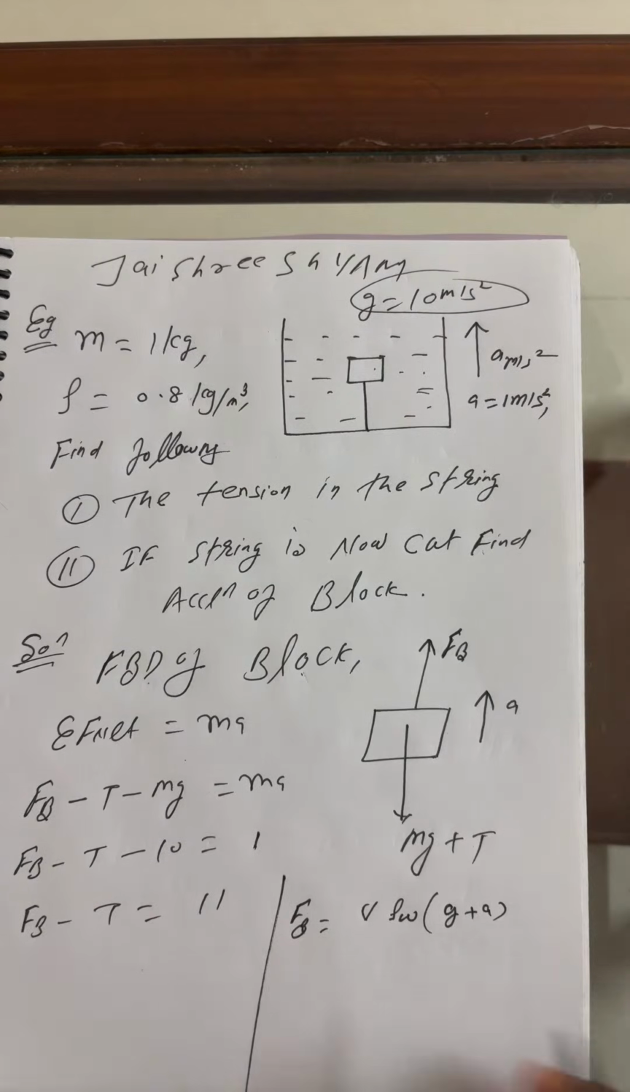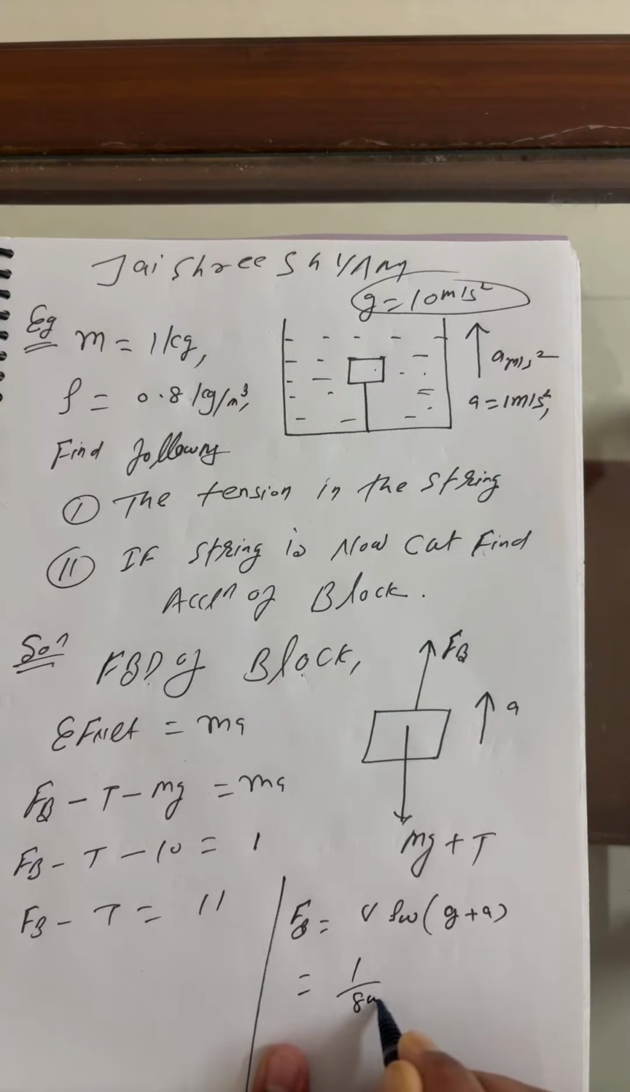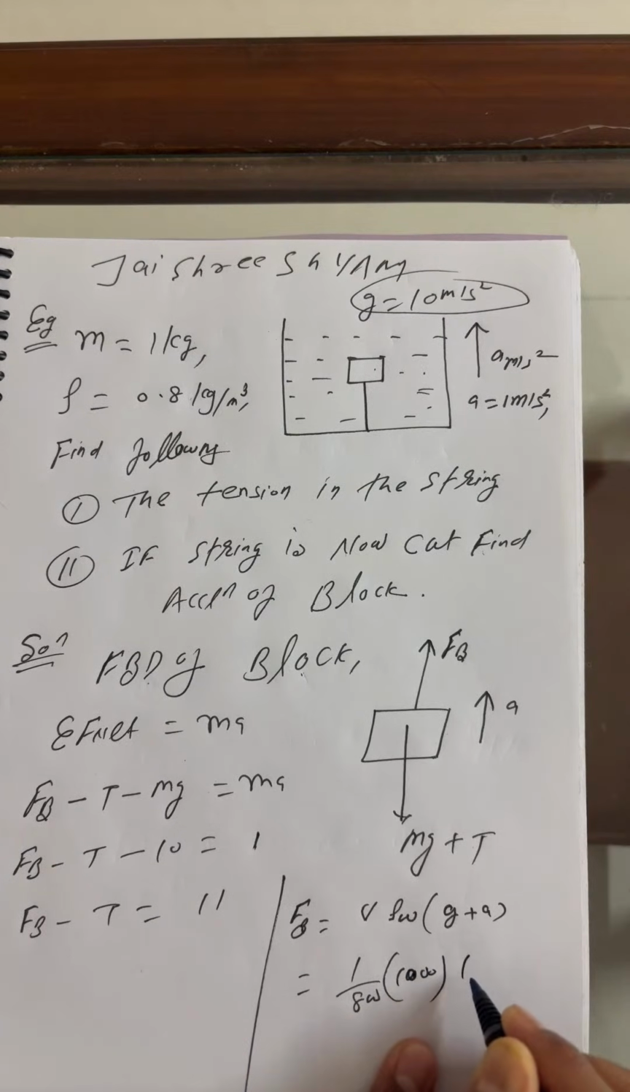Now this is the mentioned density, 0.8. So what you can say, this is 1 upon 800, into the density of water, this is 1000, into g plus a. How much? 10 plus 1, 11.